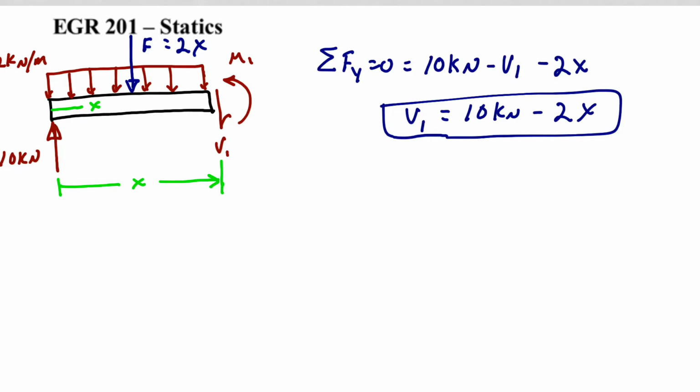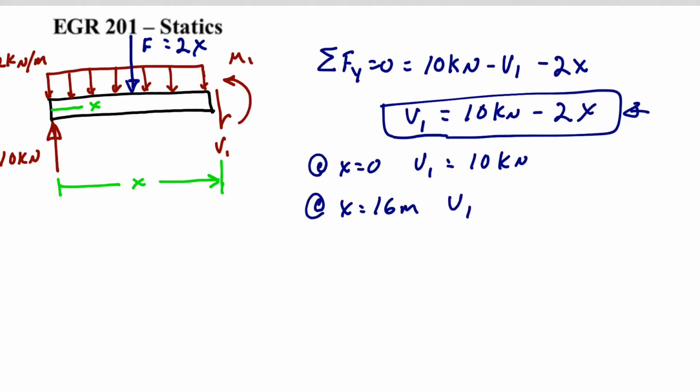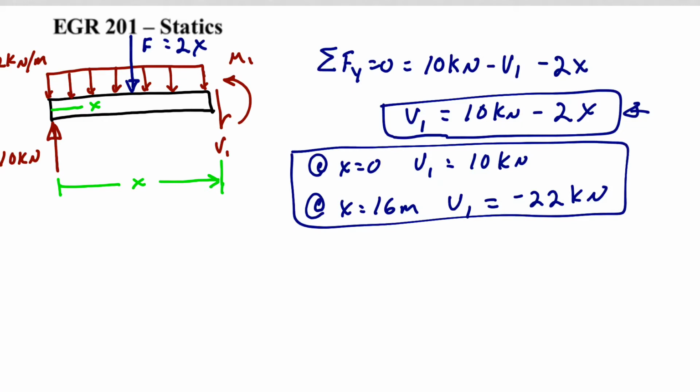Okay, solving for our shear at x equal to 0, we find our shear to equal 10 kilonewtons, plugging back into this equation, of course, and at x equal to 16 meters, we find our shear to equal a minus 22 kilonewtons. Okay, so that's important for us also.